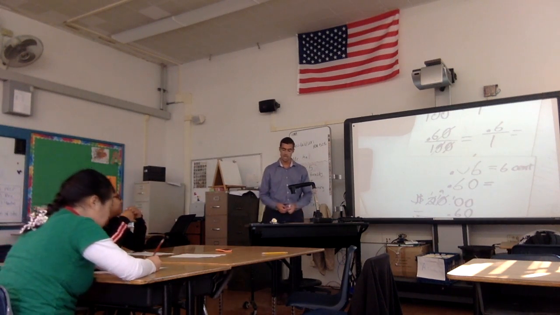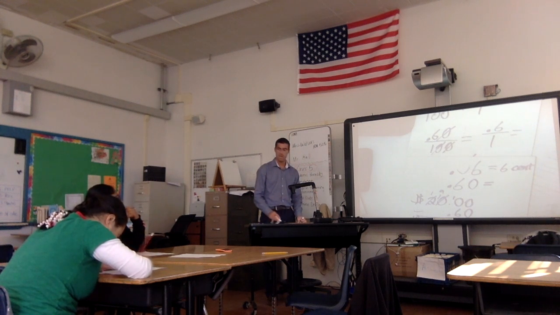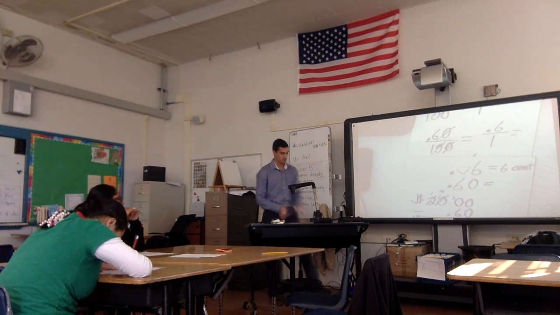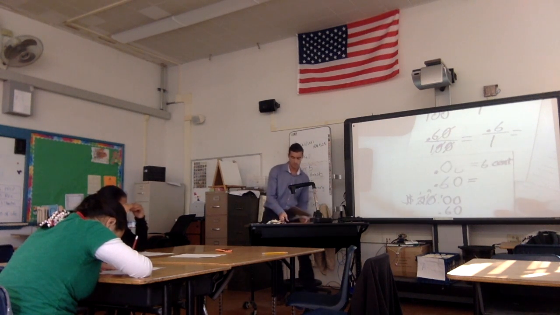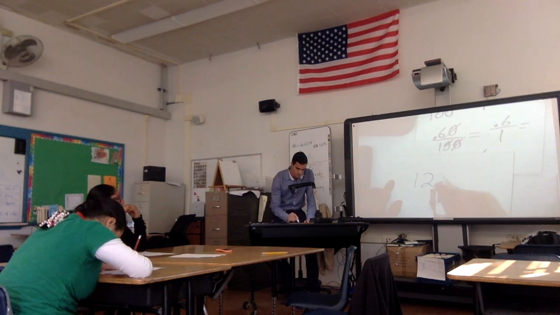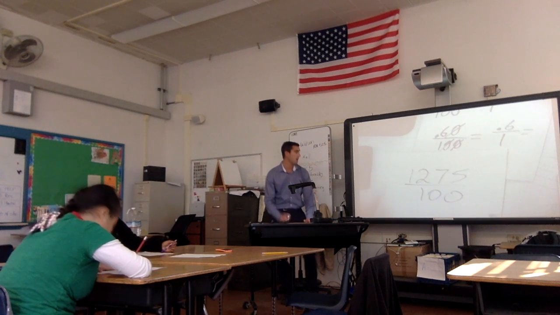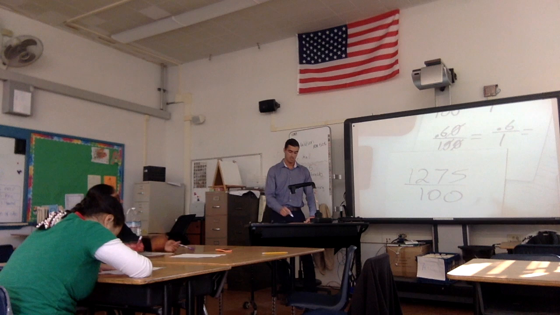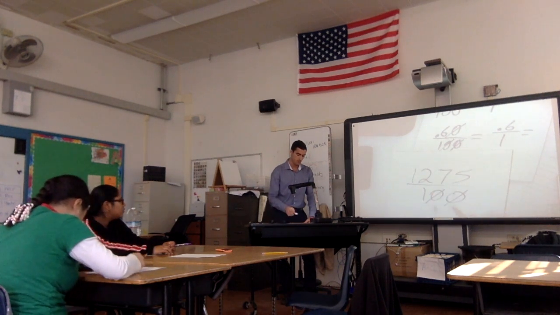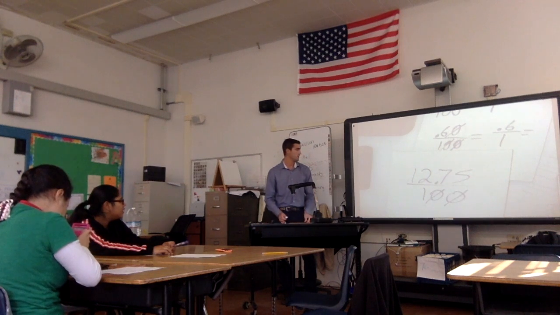Remember on the last one how we had 1,275 over 100? For number 2, we had 1,275 over 100. Remember how we didn't have any zeros to cross out here? So when we crossed out this 0, we put a decimal point here. And then when we crossed out this second 0, we moved that decimal point to right here. It's the same thing.